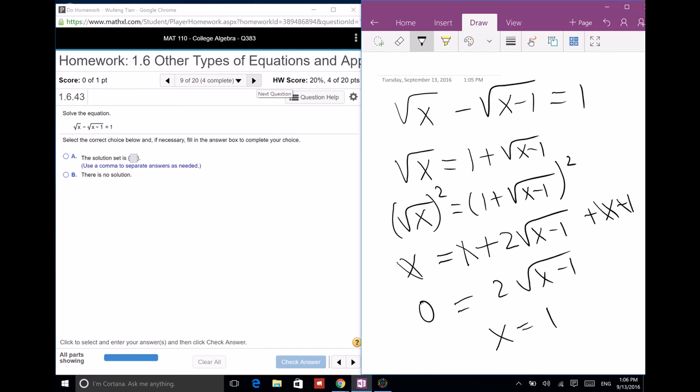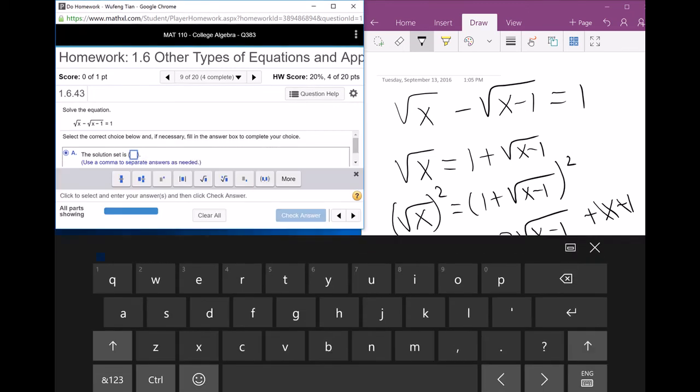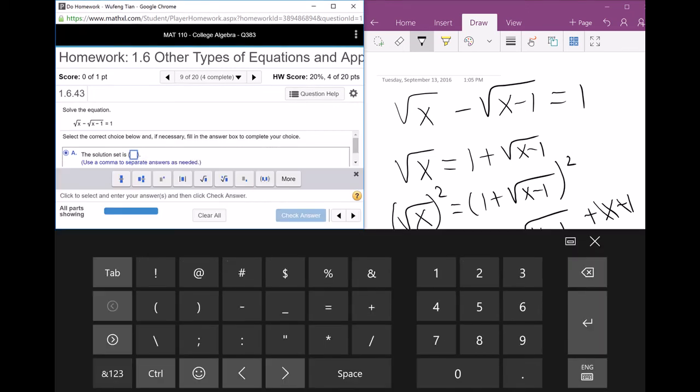Okay. Just type in 1 because it's simple.